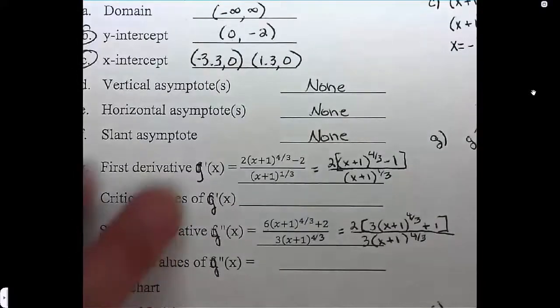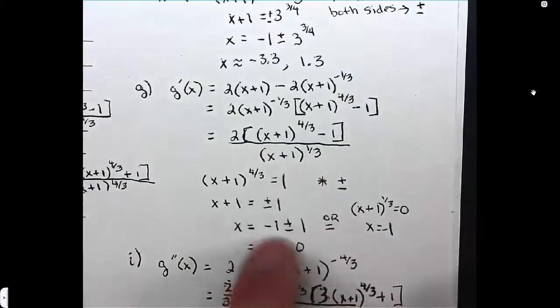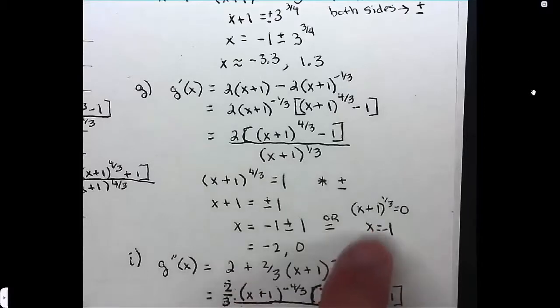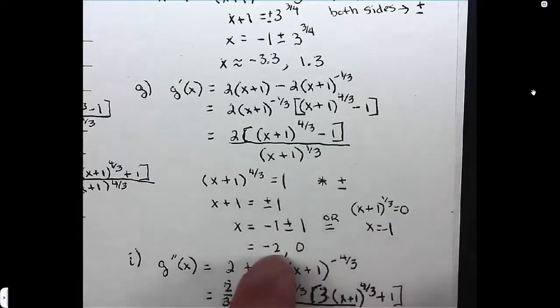And then I found the first derivative, which was painful. And then I looked for what made it 0 or undefined. What makes it undefined is negative 1, and negative 1 is in the domain of the function, so it's one possible relative extrema. The other two possible relative extrema are negative 2 and 0. So I get all three of those critical values of the first derivative: negative 2, negative 1, and 0.